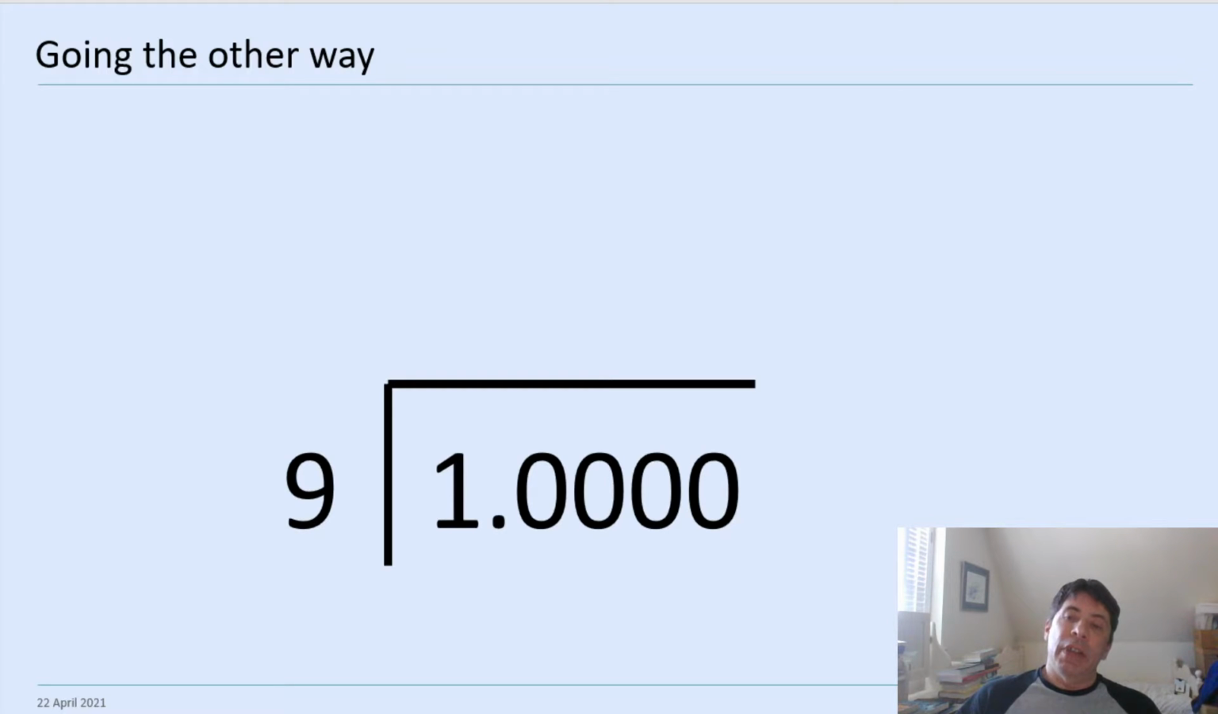A ninth is pretty, so 9 into 1 is 0, carry the 1. 9 into 10 is 1, carry the 1. 9 into 10 is 1, carry the 1.